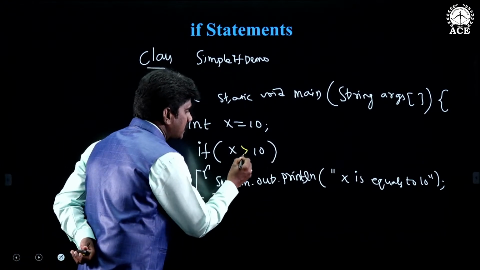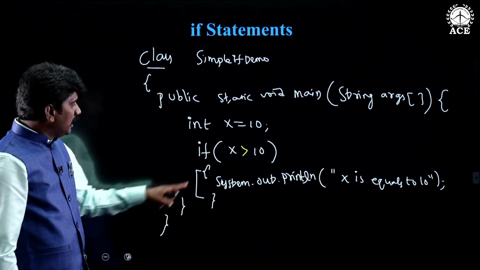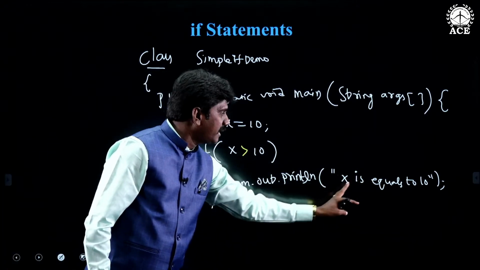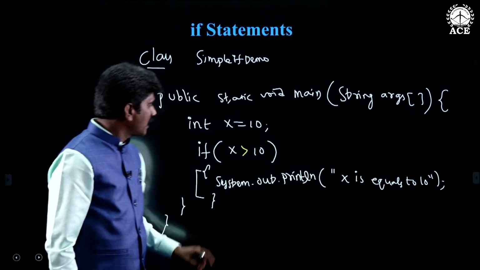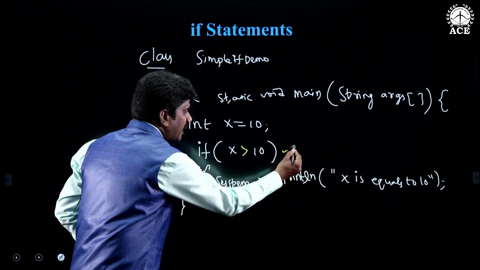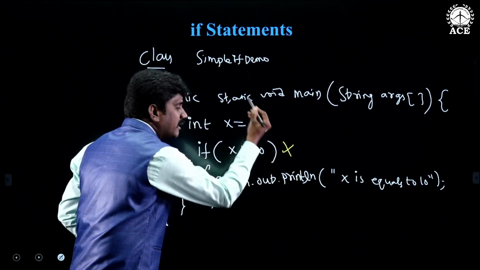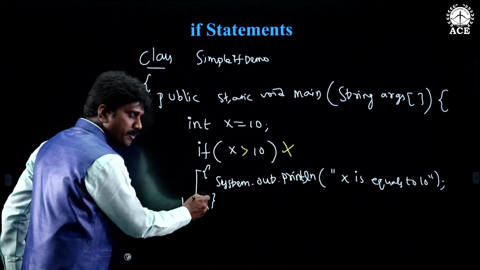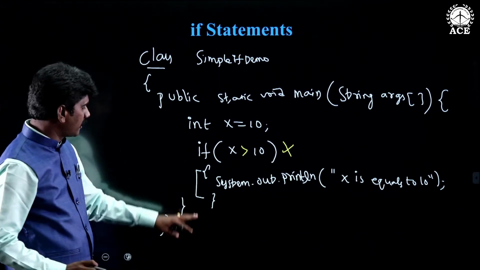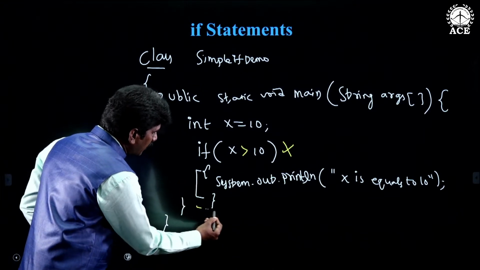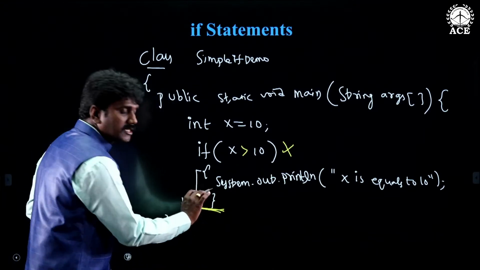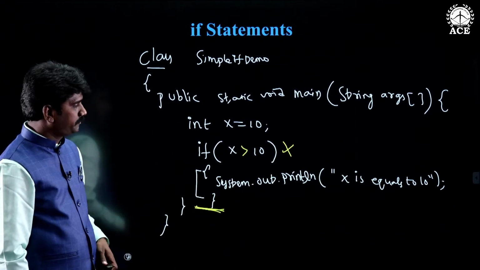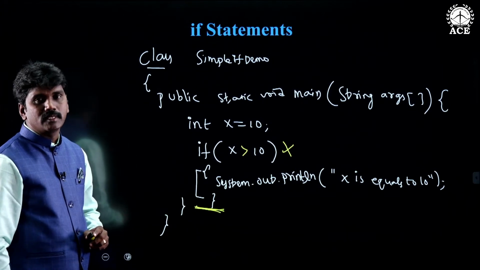Just I am changing it to x is greater than 10. If this condition is true, then inside this we have some statement like x is equal to 10. But here, what is the condition we are checking? X is greater than 10, and the condition is false, so it does nothing. It will not execute this part. The control will just come to the next statement. If we have another statement here, that statement will be executed. Otherwise, it will not give any output. So that is the problem with the simple if statement.